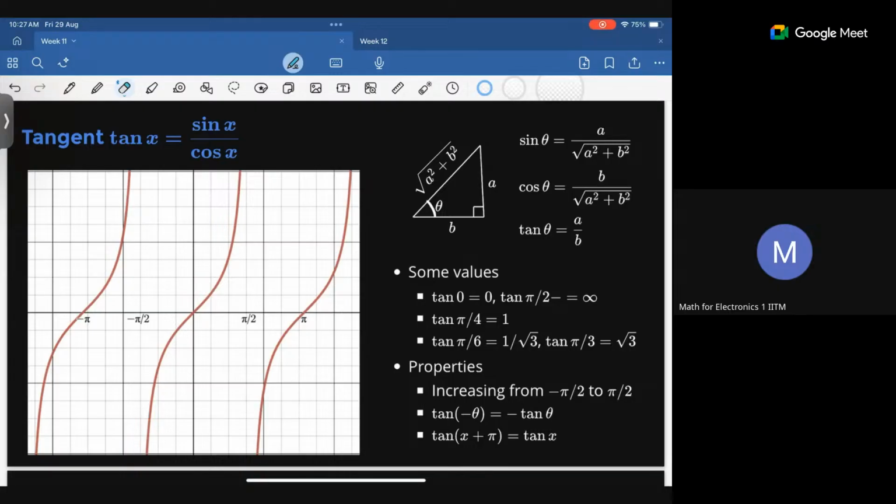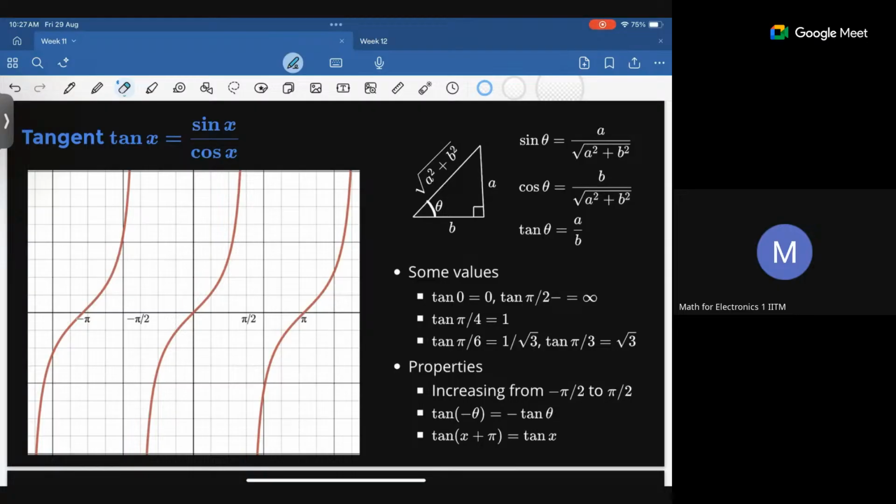Tan 0 should be 0 because sine 0 is 0. So if you remember the sine and cos plots, that is sufficient. There are some standard values: tan pi by 4 is 1, tan pi by 6 is 1 by root 3, and tan pi by 3 is root 3. And if you see one particular period, maybe from minus pi by 2 to pi by 2, it is an increasing function. So tan is an increasing function in a given interval.